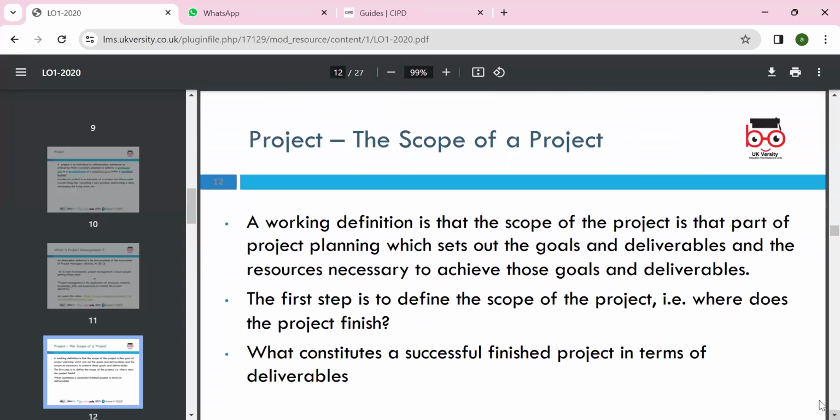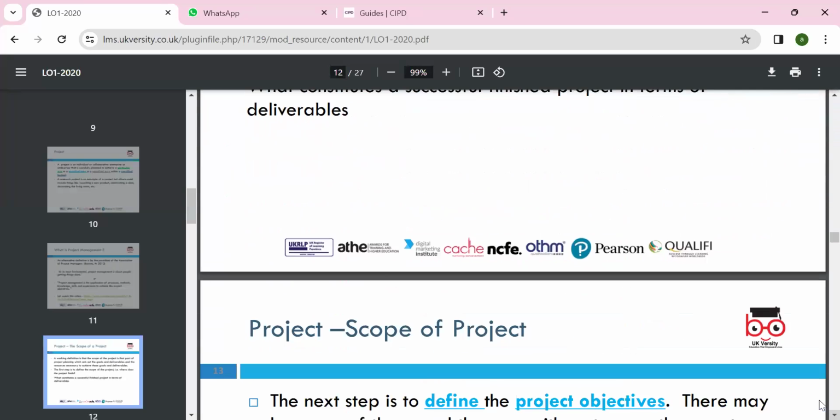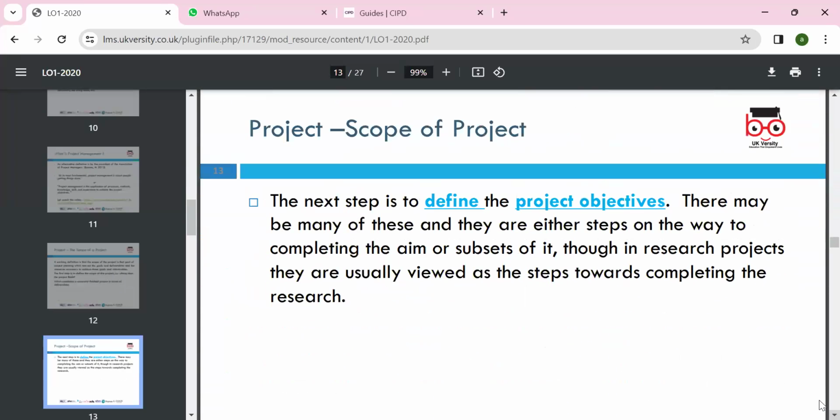Okay, the project and the scope of the project. A working definition: the scope of the project is part of project planning and sets the goals, deliverables and the resources necessary to achieve them. The first step to define the scope of the project, whatever project we are taking, is to define what constitutes successful finish of the project in terms of deliverables. The project needs to be achievable.